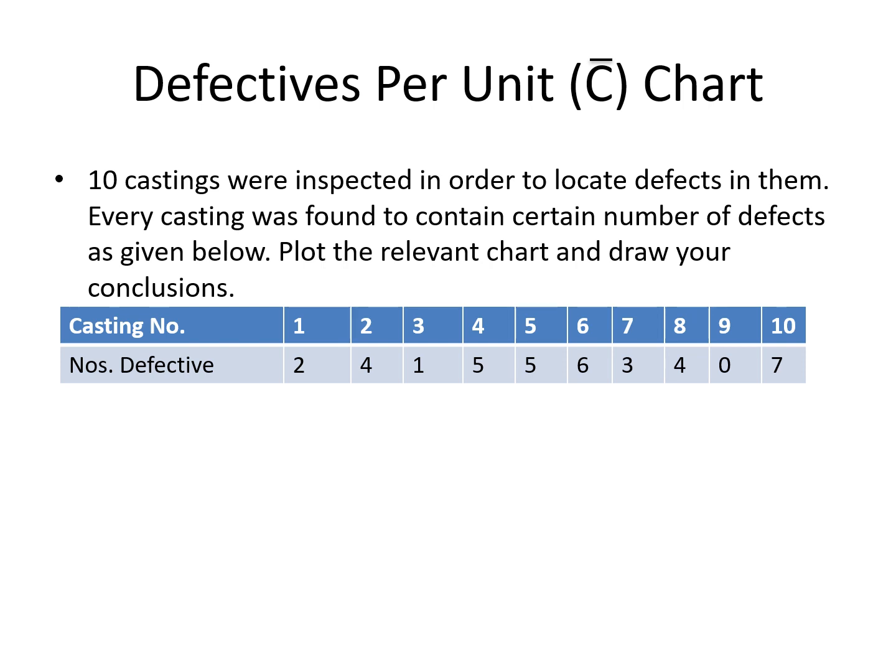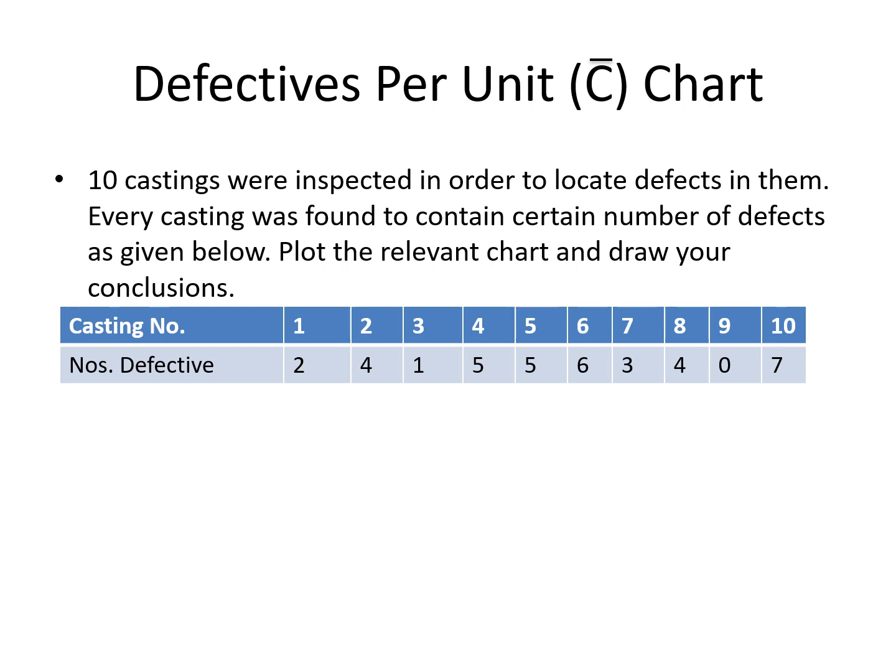The problem is such that there are 10 castings which are inspected in order to locate defects in them. Every casting was found to contain a certain number of defects as given below. We have to plot the relevant chart and draw our conclusions, whether the process is under control, how the process is happening. So there are 10 castings numbered 1 to 10, and each has different defects: 2, 4, 1, 5, 5, 6 and so on.